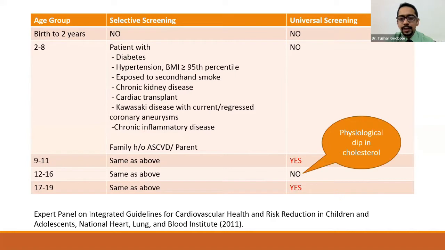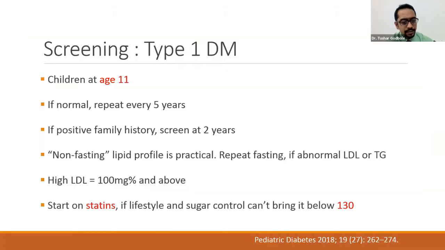On the 18th birthday, again, there is a recommendation for universal screening. So to summarize, on the 10th birthday and on the 18th birthday, every child needs to be screened. This is the universal screening policy. And otherwise, you have the targeted screening if you have the risk factors.